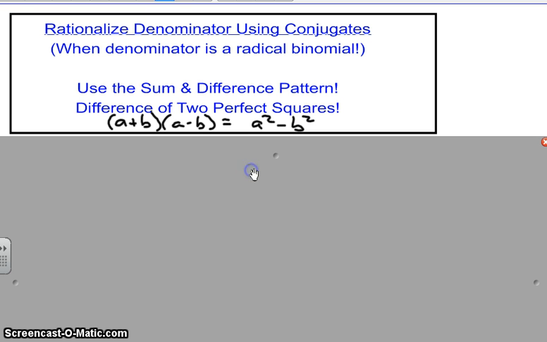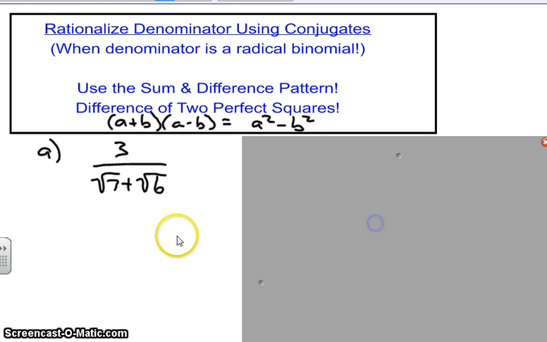So here's kind of the model of our sum and difference pattern. When you multiply factors that are the sum and difference, the outside and inside are opposites, remember? The outside is negative AB, the inside is positive AB, so you end up with no middle. You do not end up with a trinomial. You end up with the difference of 2 perfect squares. And because we're using radicals, squaring is perfect. We can remove a radical by squaring it.